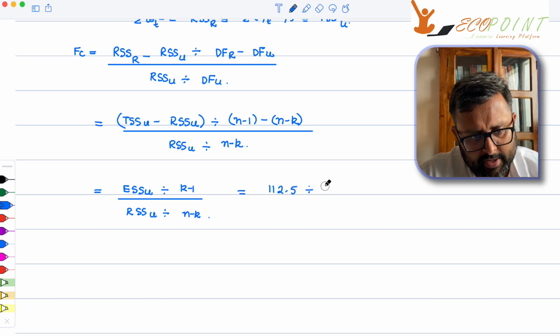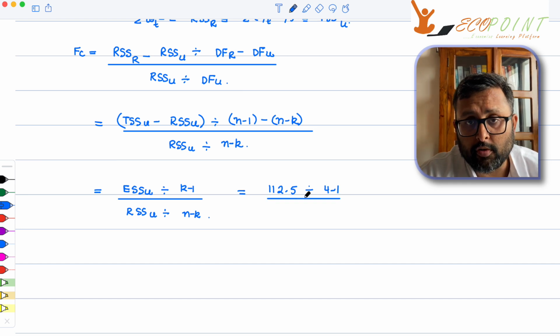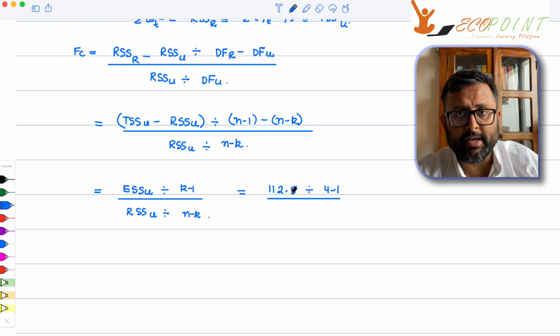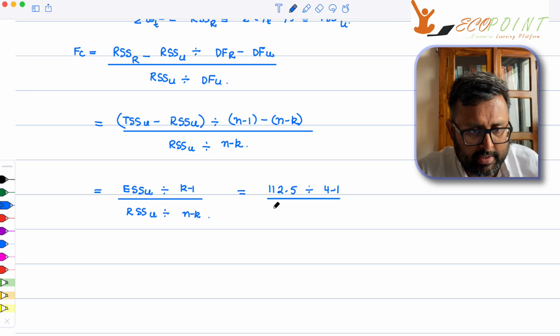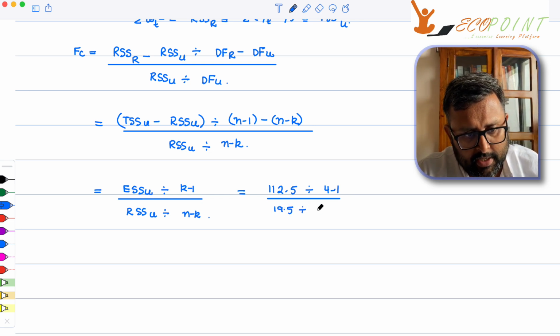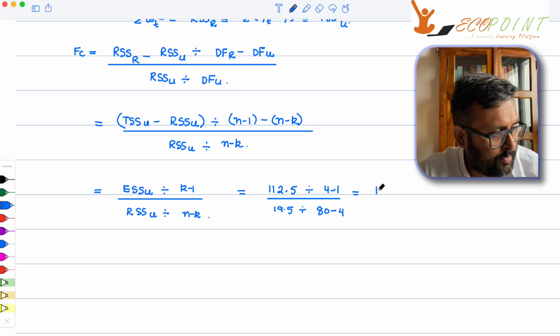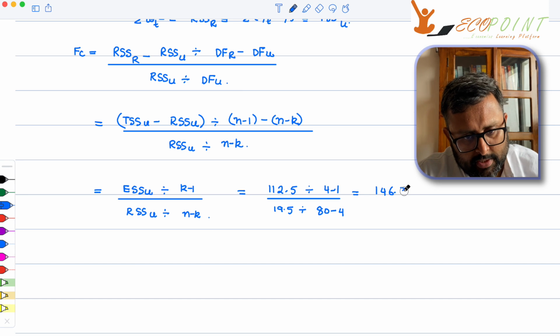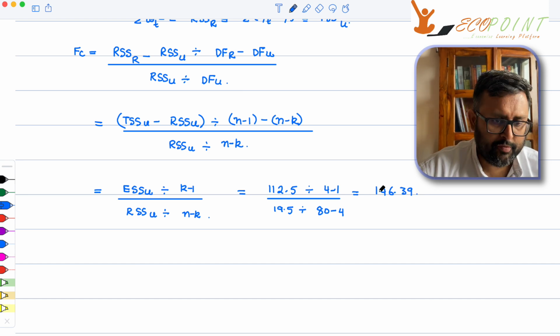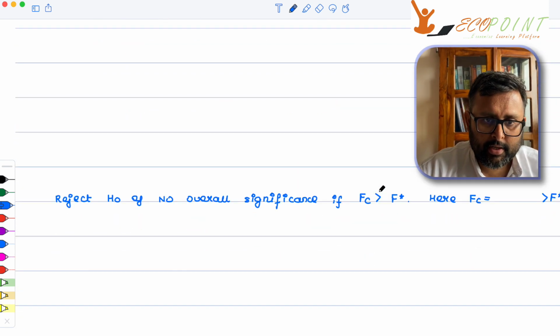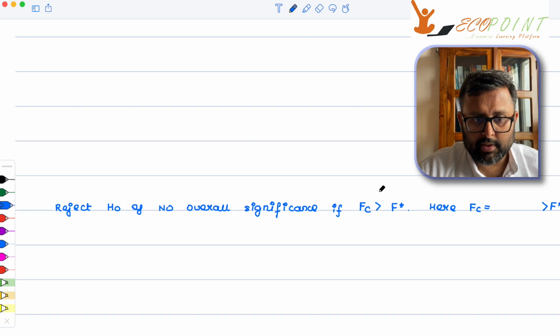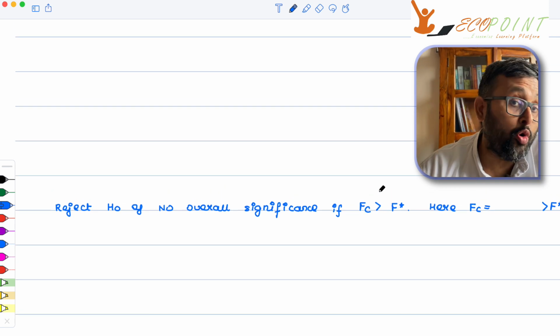112.5 divided by 4 minus 1. There are 4 parameters, I mean, beta naught, beta 1, beta 2, beta 3. How much was RSS? 19.5, divided by 80 minus 4. And approximately this will come out to be 146.39. So you reject the null hypothesis of no overall significance.